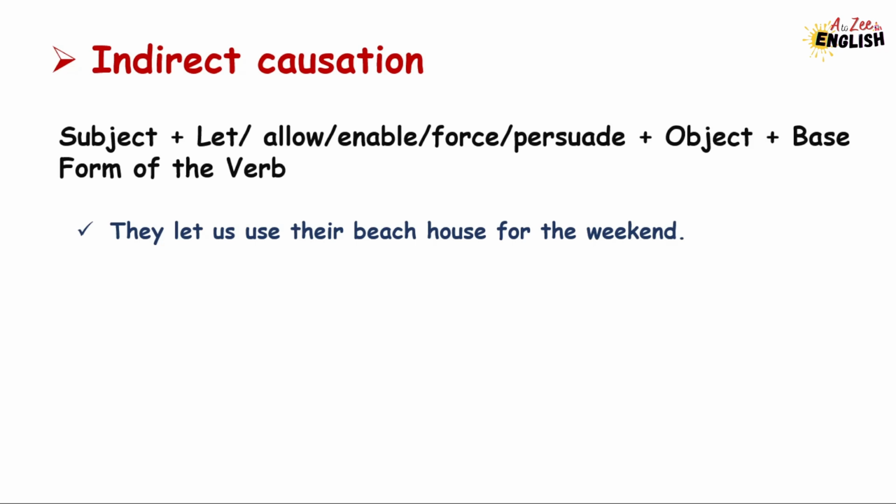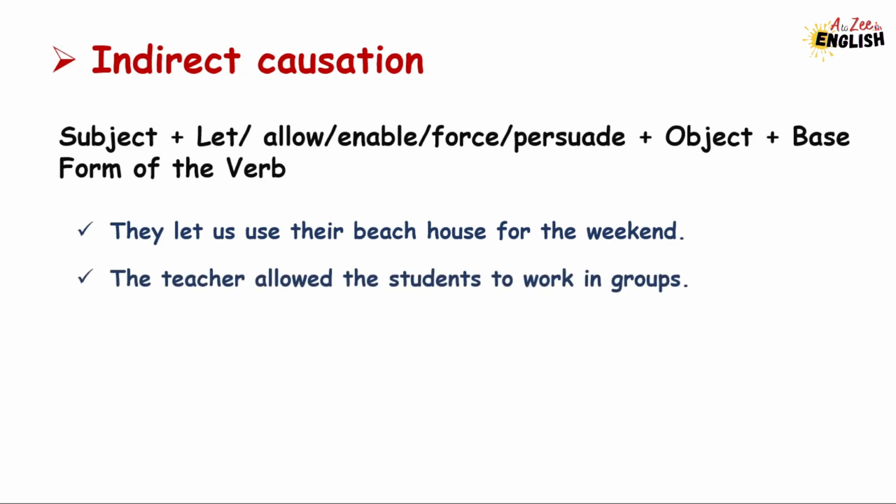The causative verb let indicates that they gave permission or allowed the speaker and others to use their property. The teacher allowed the students to work in groups. Here, the subject, the teacher, is giving permission or granting the students the ability to perform the action of working in groups. The causative verb allowed signifies that the teacher permitted the students to collaborate in group activities.